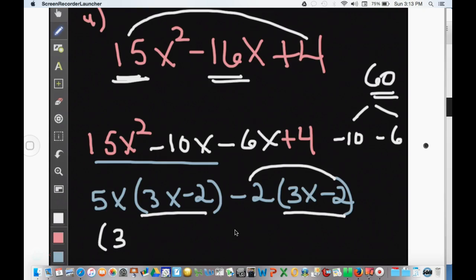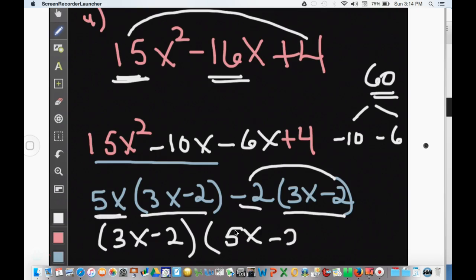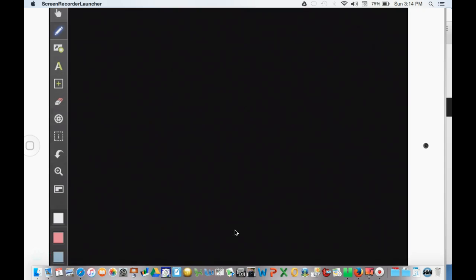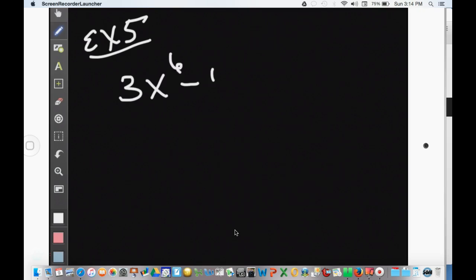So I can factor out the 3x minus 2, and then I would have to multiply it by the 5x minus 2. So putting that all together, by doing this with a regrouping method, I would end up with 3x minus 2 times 5x minus 2. For our last example together, we're going to have you try 3x to the 6th minus 48x squared. Again, I want you to turn the video off and just give it a quick try factoring.